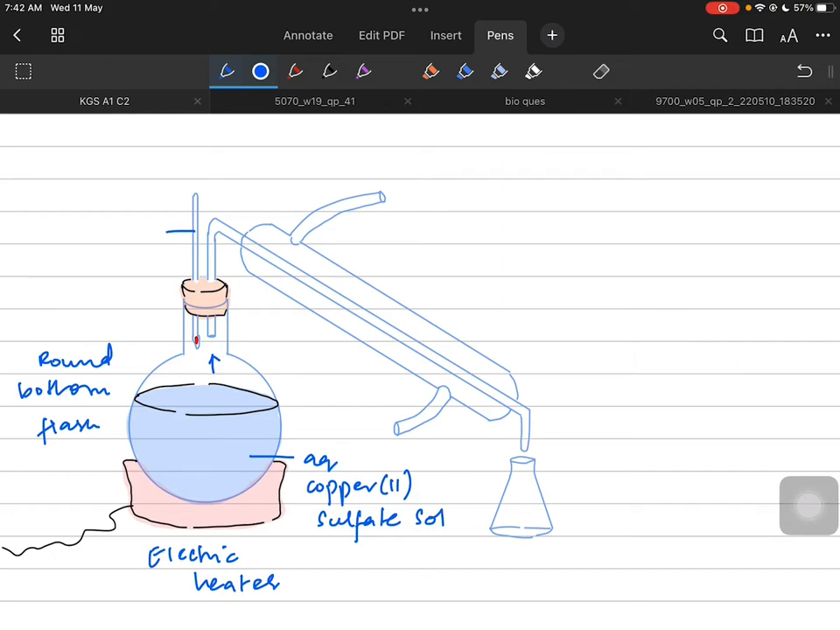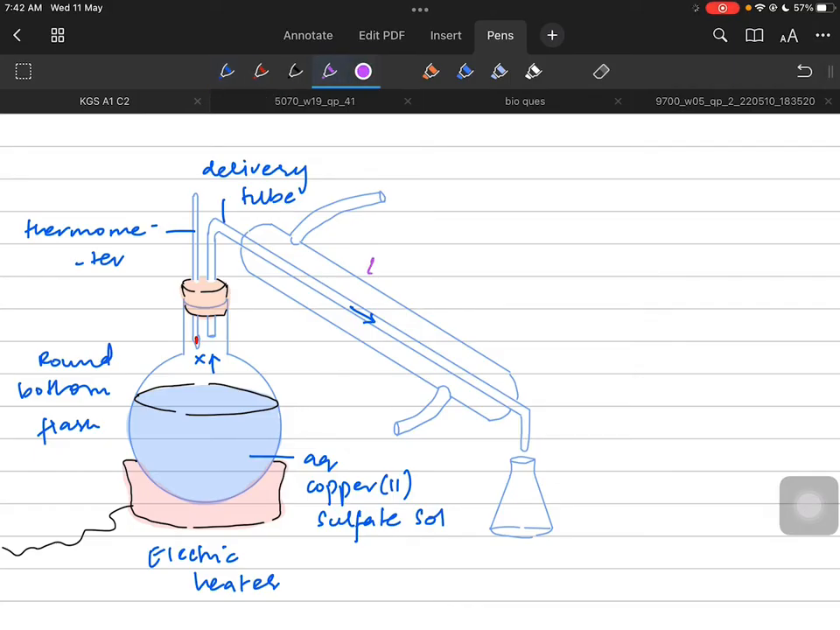When you heat it, the vapors are going to rise, the water is going to vaporize, and the thermometer is going to check the reading of the temperature. It's going to tell the temperature of the vapors. The vapors, these are the vapors of the water, they're going to pass through the delivery tube and they're going to pass towards the conical flask, which is put at the end of the Liebig condenser.